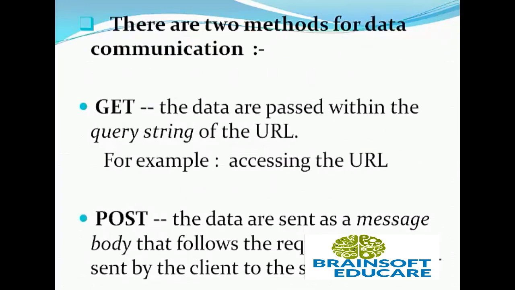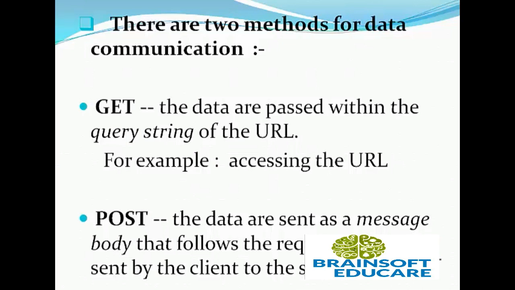There are two types of methods for data communication. First is get and second is post. Get, what do we mean by get? The data are passed within the query string of the URL. For example, we can access the URL. So accessing the URL is a get method of communication.